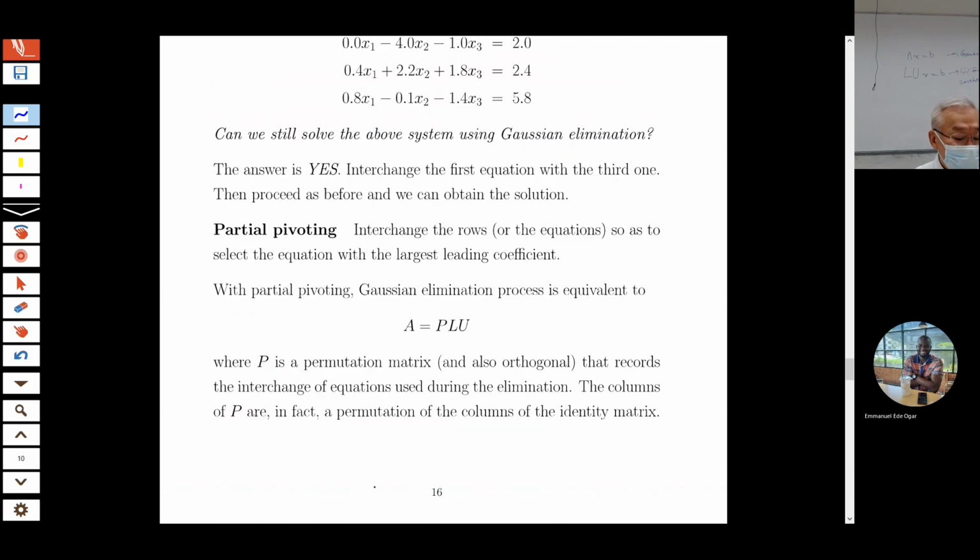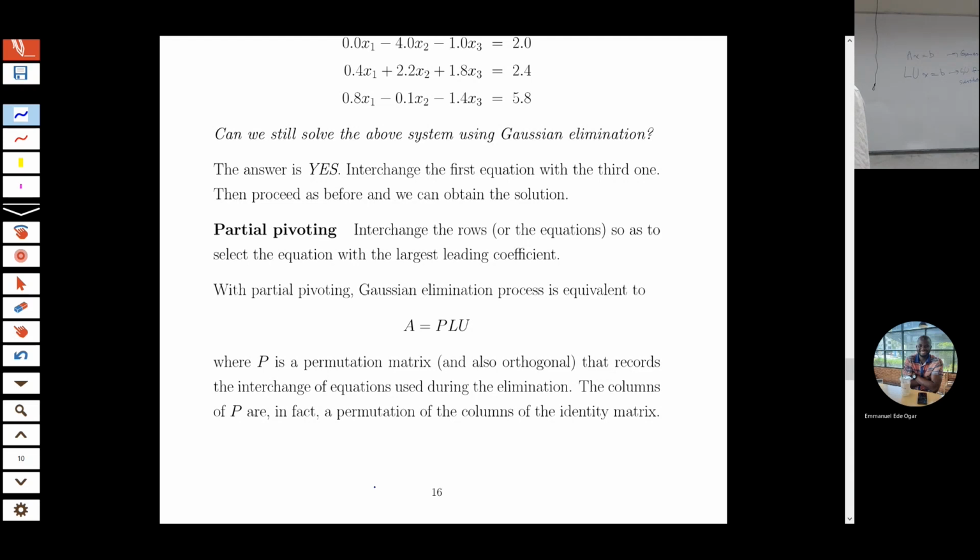And just to end this review, when we do partial pivoting, the Gaussian elimination process is equivalent to factorizing A as PLU instead of A equals LU. P is what we call a permutation matrix. What is a permutation matrix?